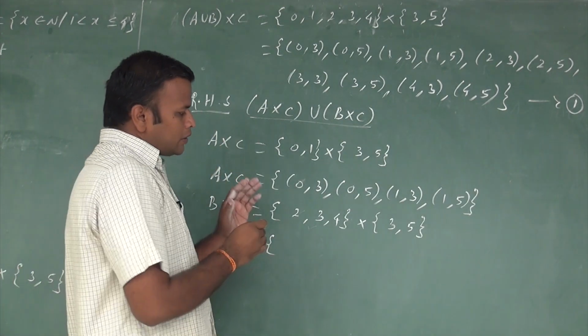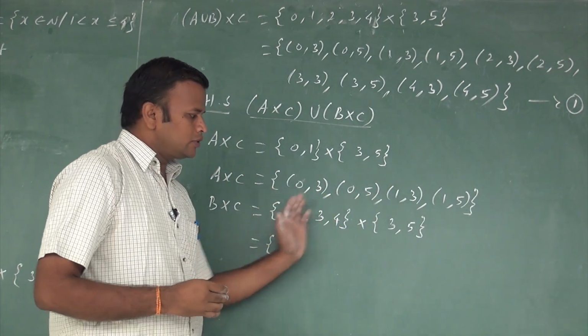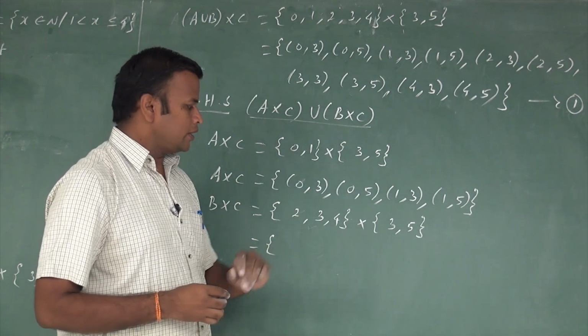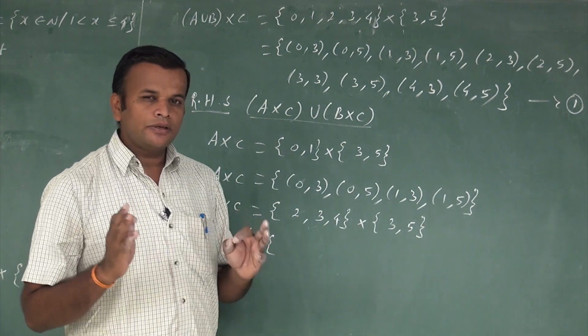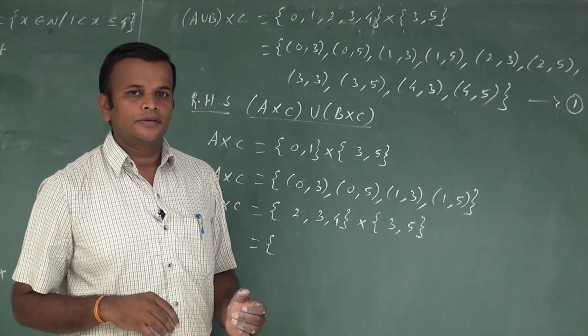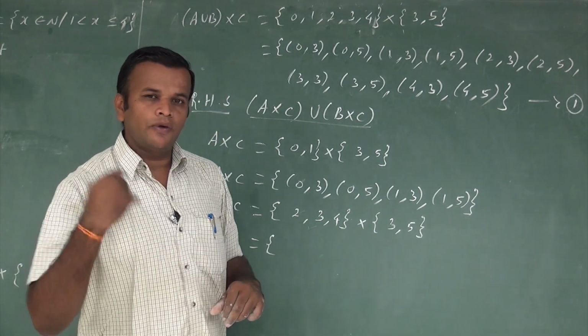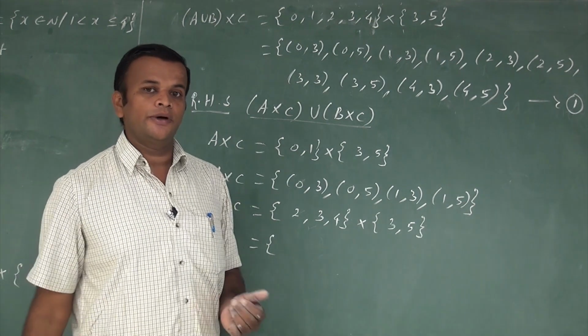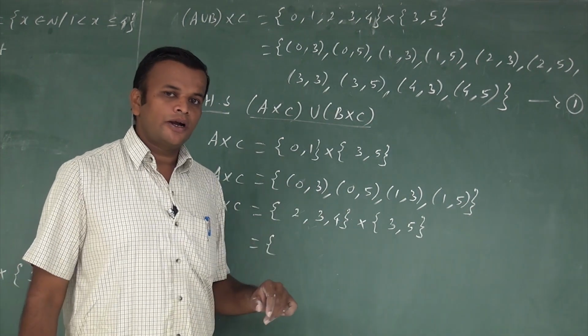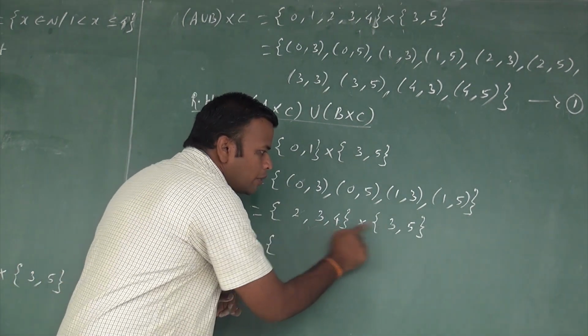Now we write the Cartesian product of these two sets. Do you identify what is the first possible ordered pair? That is 2 comma 3. Do you identify what is the last possible ordered pair? The last possible ordered pair is 4 comma 5.